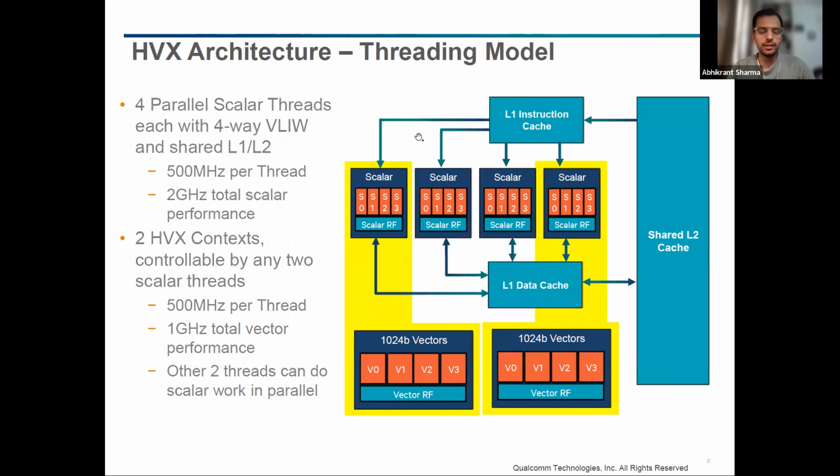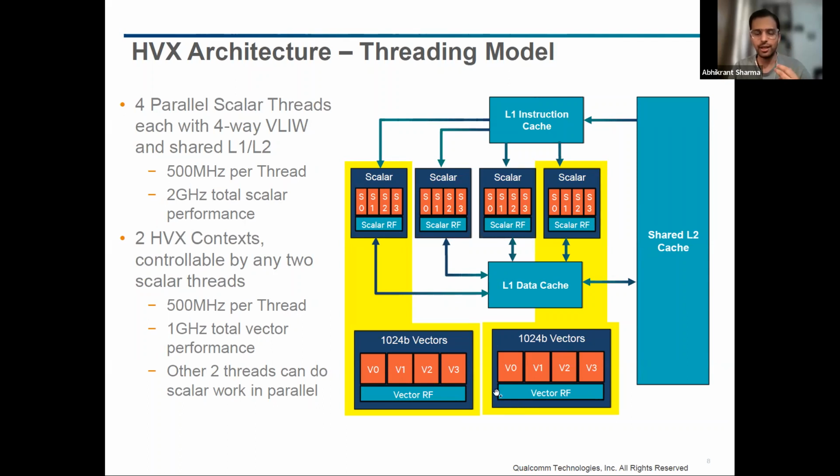Now, in continuation to the SIMD model, one more thing that the hardware architecture provides you is multiple threads. And we'll try to talk about what the threading model in the hardware is. In the image over here, you can see there are 4 scalar threads mentioned, and these are the 2 vector hardware units that I spoke about in the previous slide. If you remember, I told you that there are 4 VLIW slots. So these are the 4 VLIW slots for one HVX vector unit. Now on the hardware, we have 2 such HVX vector units.